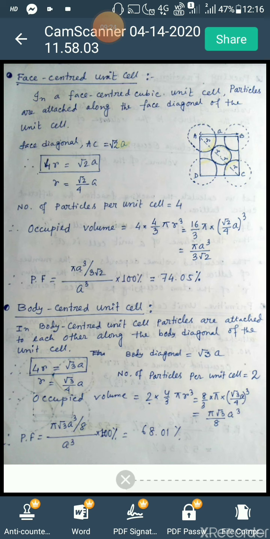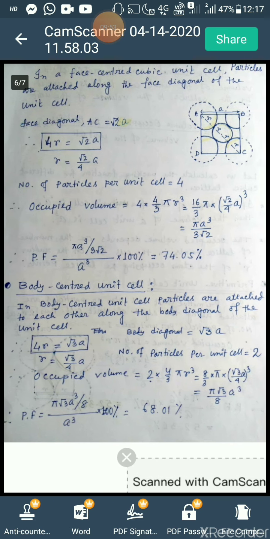And we know that if the edge length is a, then the value of the face diagonal according to the formula is root 2 a. So AC is equal to root 2 a, and from the diagram it is shown that if the radius of each particle is r, then r plus r plus r plus r, total 4r, is also the face diagonal. So 4r is equal to root 2 a, then r is equal to root 2 by 4 a.